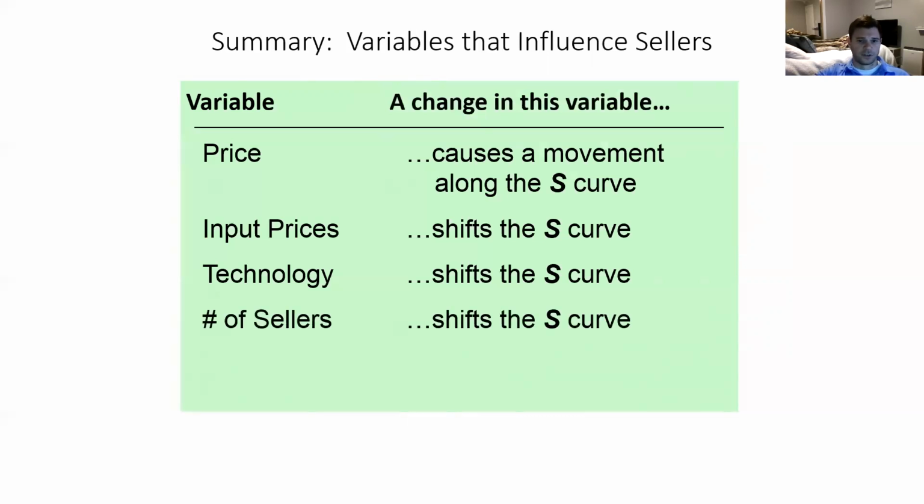Number of sellers: very similar intuition here relative to the buyer side of the market. If sellers increase in number, this shifts the supply curve to the right. If they decrease in number, it shifts the supply curve to the left.